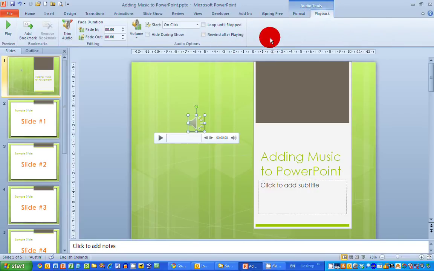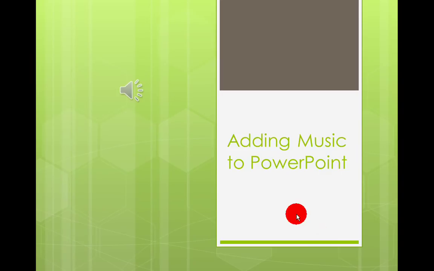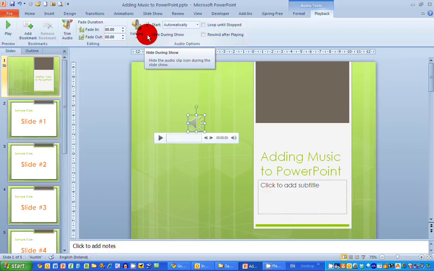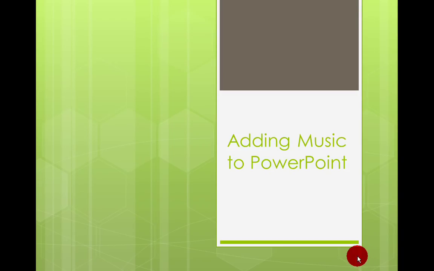Now supposing I want this particular sound file to start automatically when I run the slideshow. So I'm going to change here in the middle the start option from on click to automatically. Play the slideshow. So you can see that it starts all by itself. Now if I want that icon to be hidden during the slideshow, I just select the hide during show option in the audio options up here in the center of the Audio Tools Playback ribbon tab. So if I select that, you'll see that when I run the slideshow, the icon has disappeared and the music starts automatically by itself.